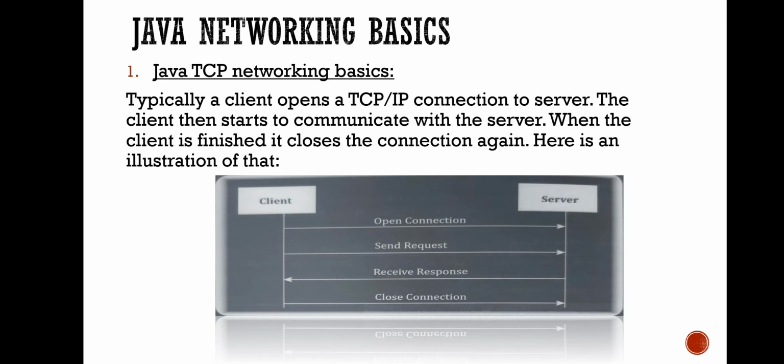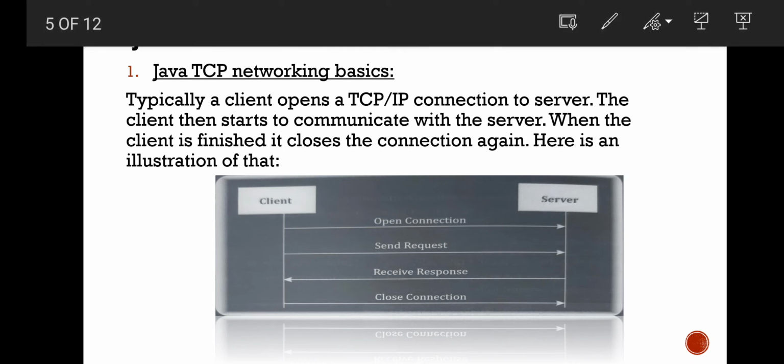So the next concept we are learning for today is Java networking basics. In Java networking basics there are two different types. One is Java TCP networking basics, and the other is Java UDP networking basics. So we'll see the Java TCP networking basics. So this is the connection to the server. The client starts the communication with the server. When the client finishes, the connection will automatically get closed. So this is the illustration of TCP networking basics.